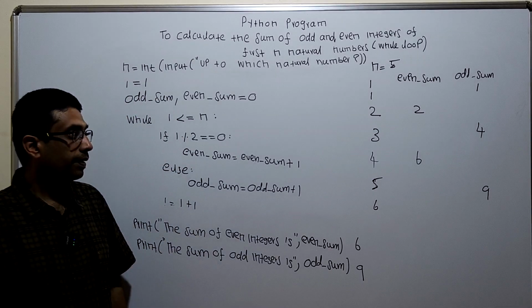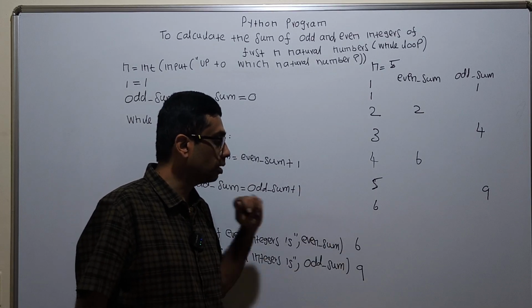From 1 to 5 in the natural numbers, we have 2 even numbers, that is 2 and 4. 2 plus 4 equal to 6. The program is working perfectly.